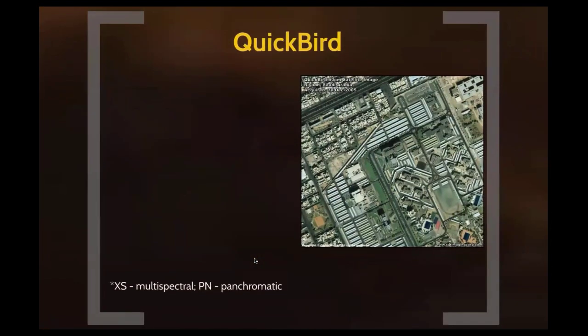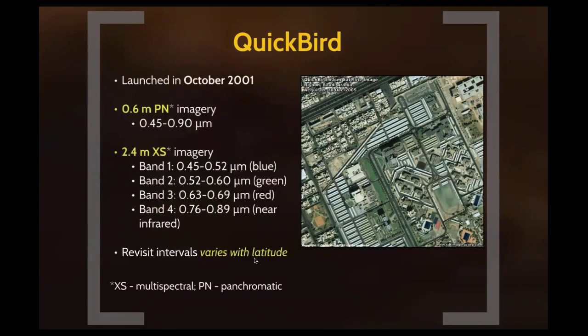And for QuickBird, it was higher, so a 0.6 meter panchromatic band and a 2.4 meter multispectral band. And you can see how comparable the band definition is. So most of the commercial high resolution satellites just have the visible portion and the near infrared portion, which are actually good enough at a high resolution for you to easily identify different objects, like individual buildings or a block of parks, from the high spatial resolution.